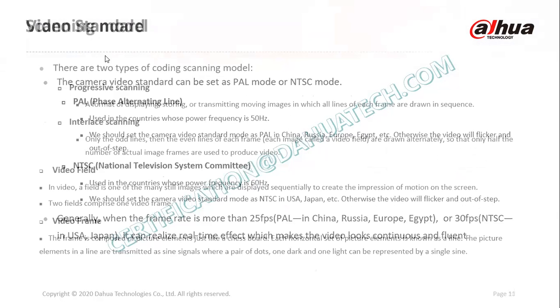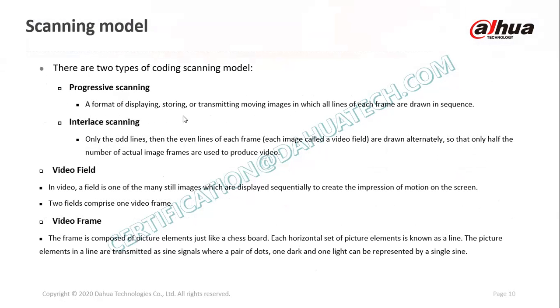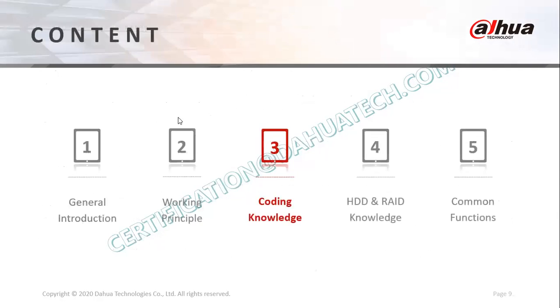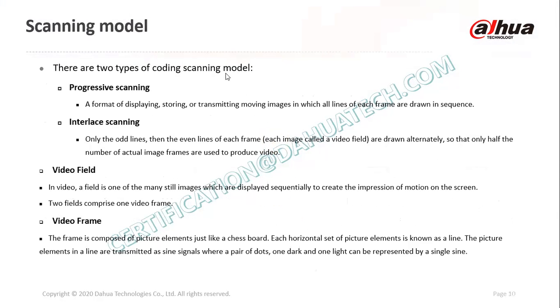We're going to talk about scanning models. I think I'll use an example for this to be easier. So when a video is taken from the camera, or when a video is being displayed on the screen, there are methods of displaying those images, like a series of lines so that it can form full images. So we have two kinds of scanning model.